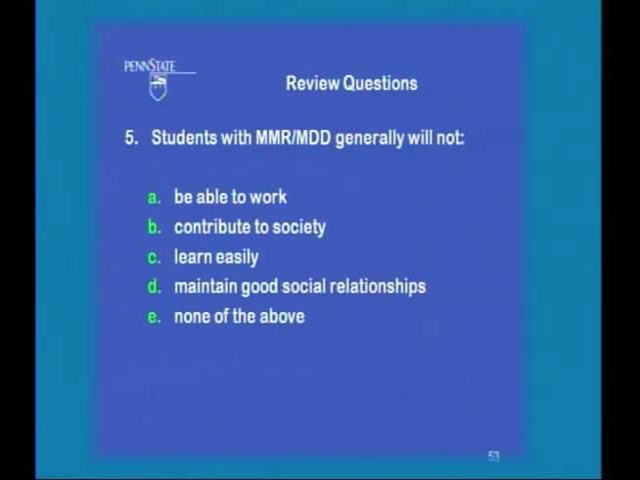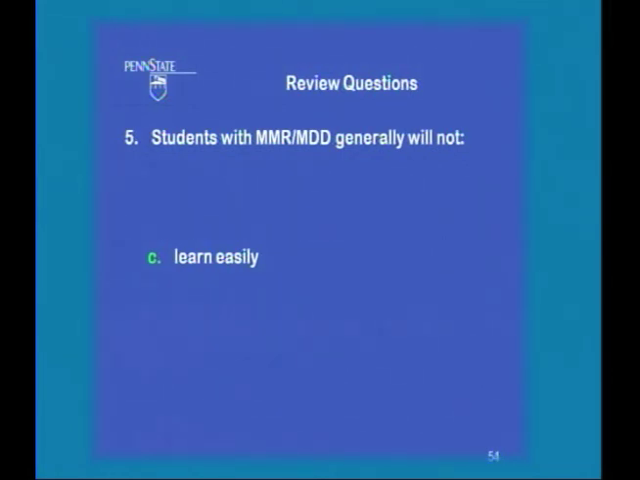Students with MMR generally will not be able to work, contribute to society, learn easily, maintain good social relationships, none of the above. The answer is C, learn easily. Learning for these students can be very difficult.